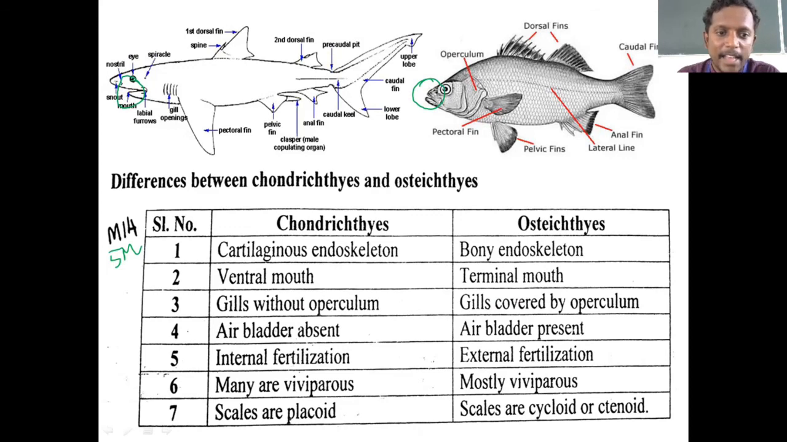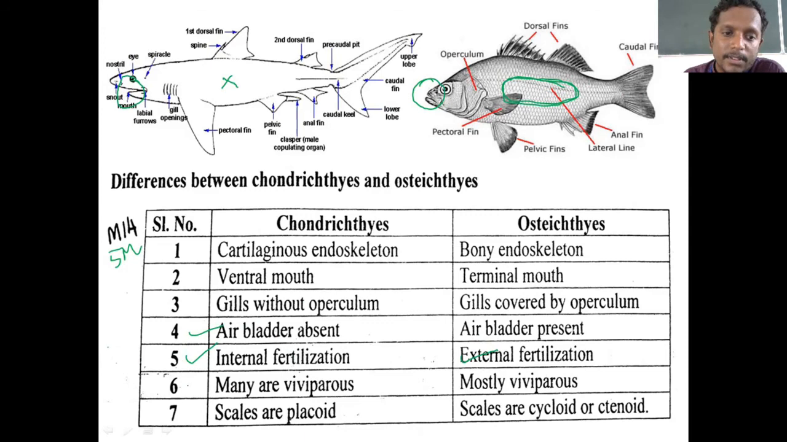Air bladder is absent. In shark we don't find air bladder in this region, but when it comes to carps and bony fishes, this region I'm drawing, can you see now? This region has an air bladder. Next, internal fertilization. Fusion of egg and sperm was happening in the female reproductive tract, but here the fertilization was happening outside the body in the water medium.